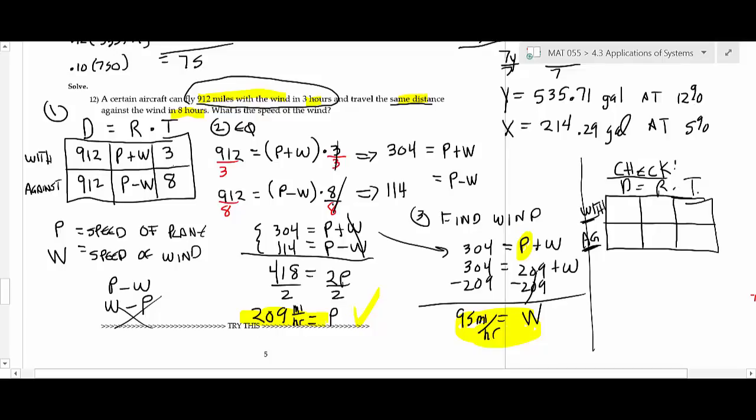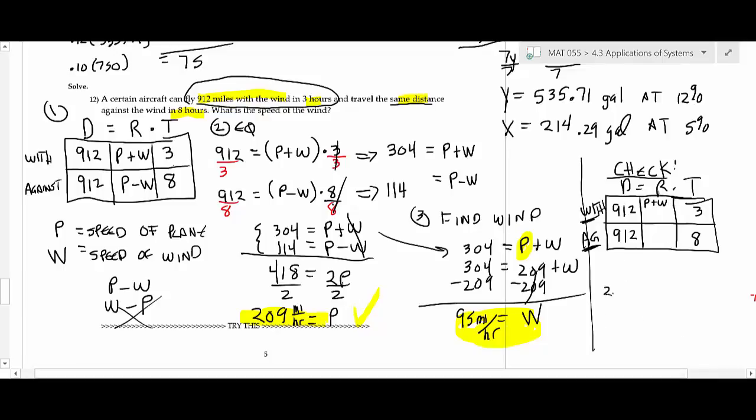We really do. So what we have is 912 here, and we had 3 there. In the beginning of the problem, that's what we had. You're also given against the wind, 912, takes 8 hours. Now, what goes here is going to be P plus W. You're taking the speed of the plane and adding that to the speed of the wind.